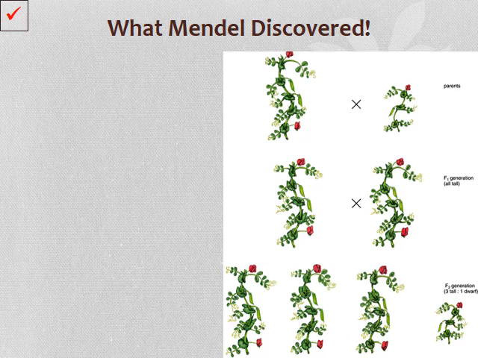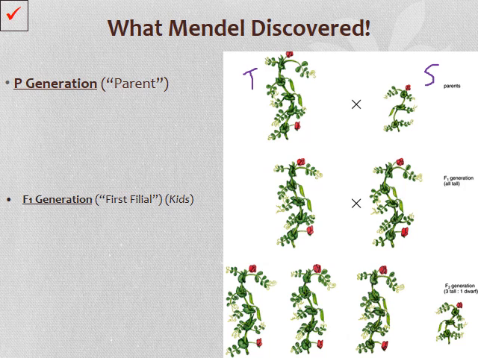So what Mendel discovered here was he took the parent generation, or the pea generation. So in this case, we've got two parents. We've got one tall and one short. So he crossed these two plants. And what he noticed was in the F1 generation, or the first generation of offspring, they were all tall. So he crossed a tall with a short and got talls primarily.